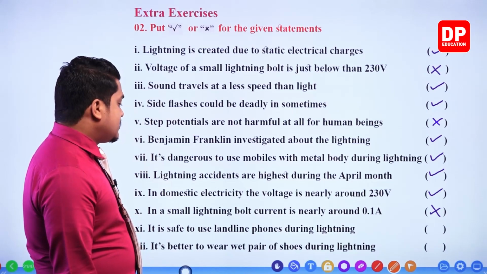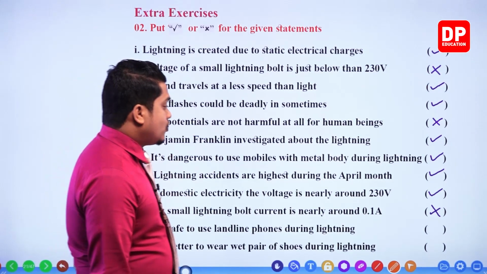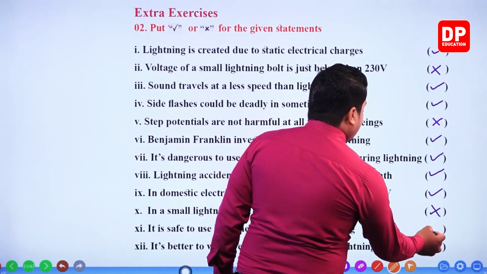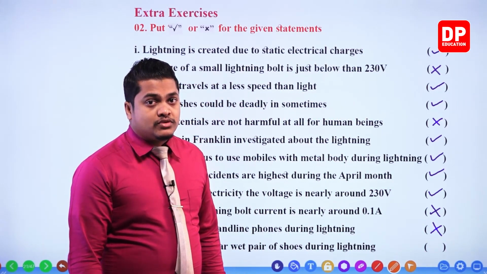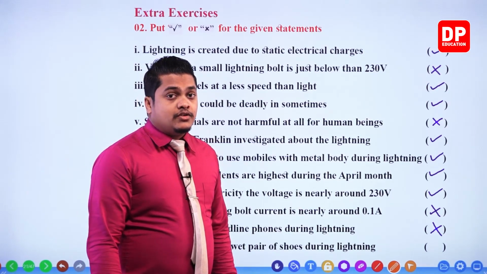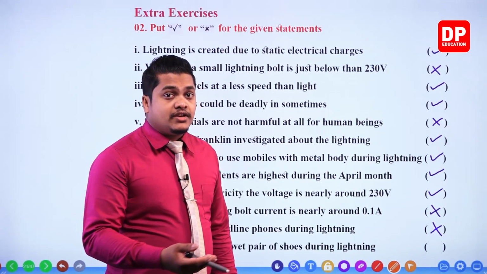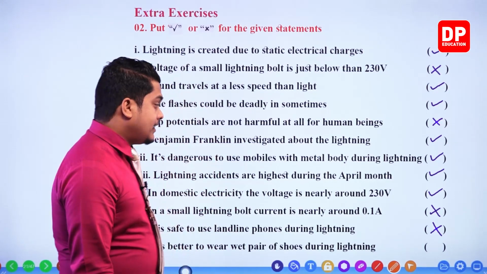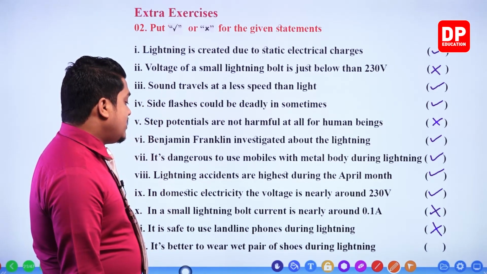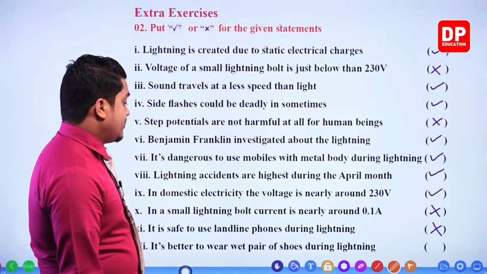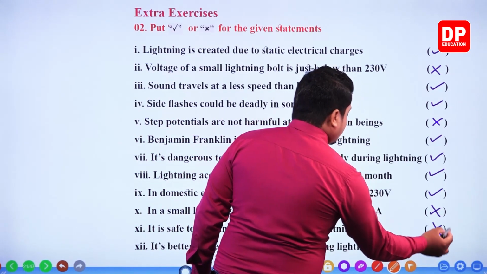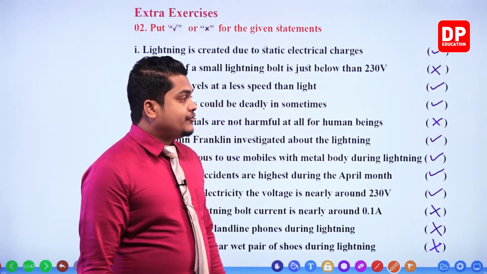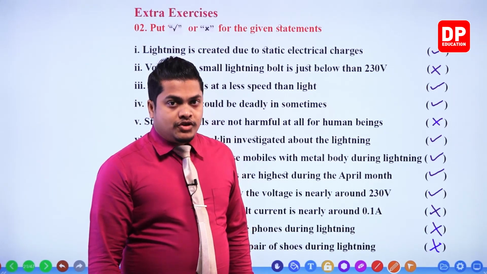It is safe to use landline phones during lightning. Totally incorrect, as they use different conducting wires. This is totally incorrect, my dear children. We should never use landline phones, right? Using mobile phones is even safer than that. Next one. It's better to wear a wet pair of shoes during lightning. Wet pair of shoes, totally incorrect. We should use a dry pair of shoes.